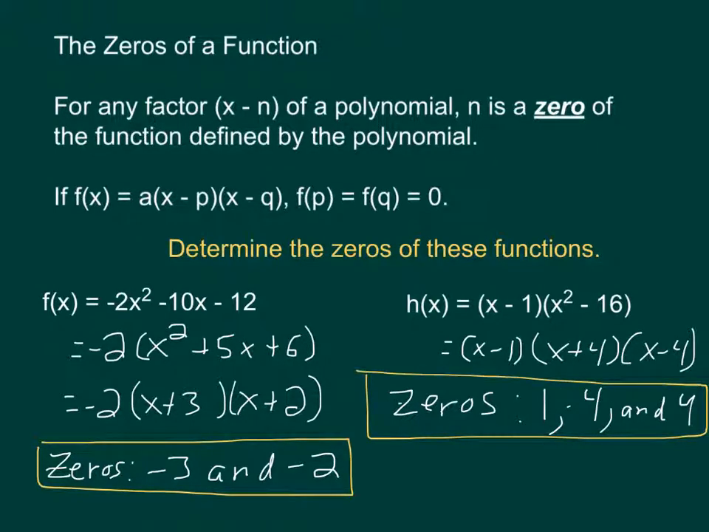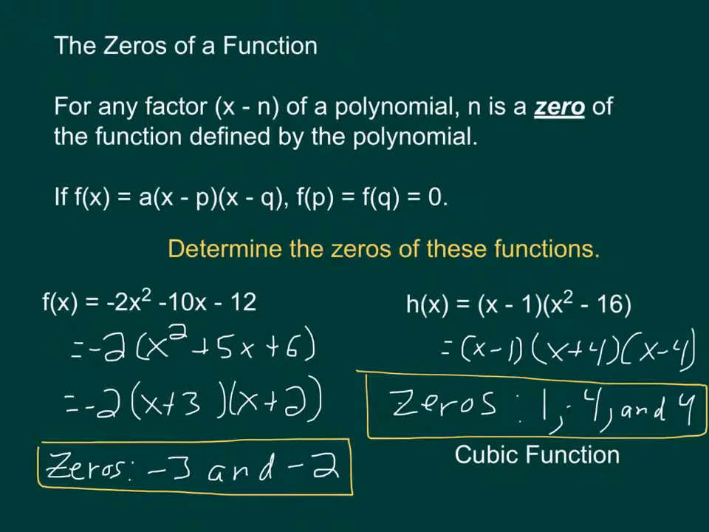And the fact that I have 3 zeros actually tells me something interesting. It tells me that this function is not a quadratic. It actually tells me that it's a cubic function, something that would have a degree of 3 if I were to multiply it out. But the same properties from the quadratic function would still hold.